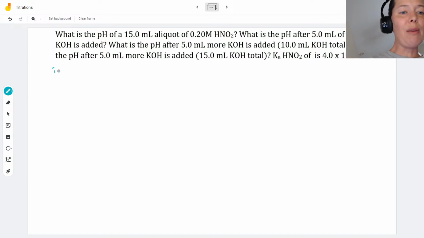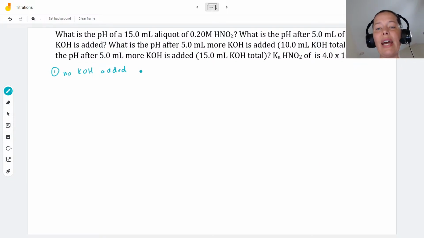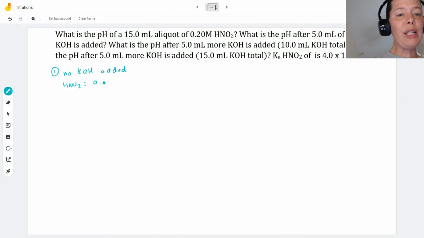So this would be step 1, and we'll say, again, no potassium hydroxide added. So this is just pure nitrous acid. This is our weak acid in solution. Okay, so I kept these numbers the same so that we could do a little less calculation. So we have no potassium hydroxide, but for our nitrous acid, we have our 0.003 moles. And again, that's just like before.